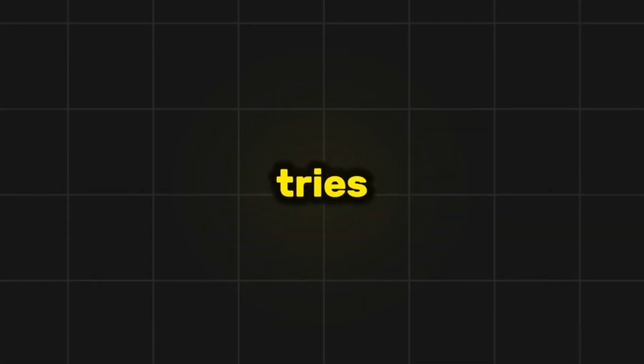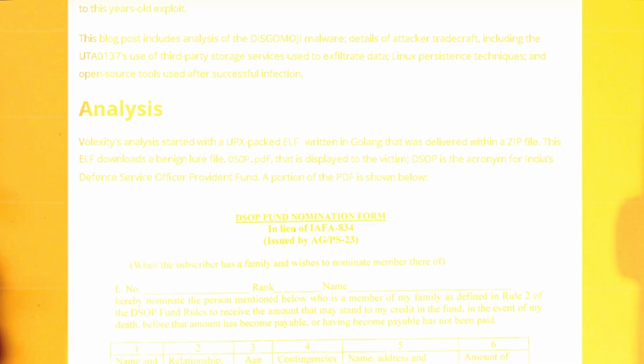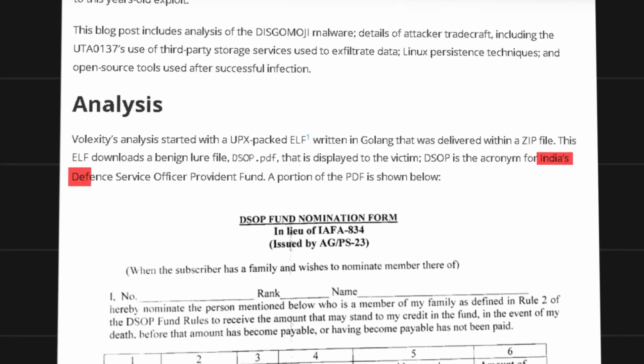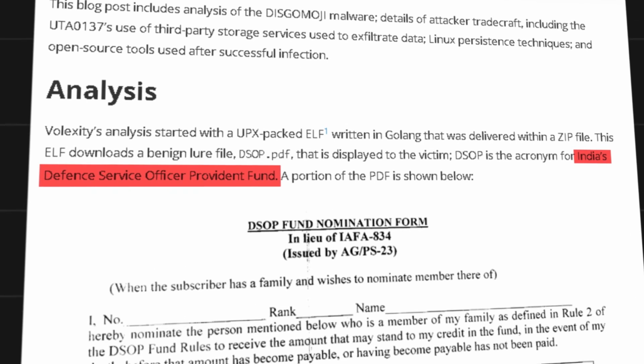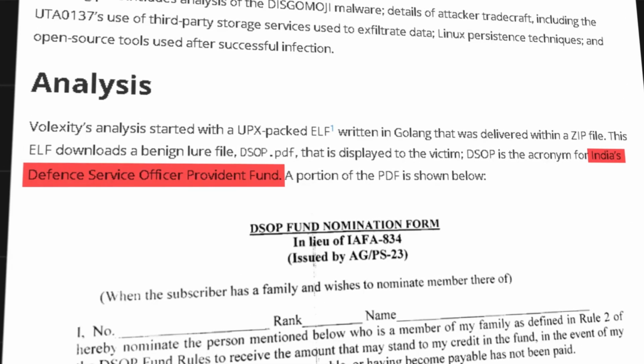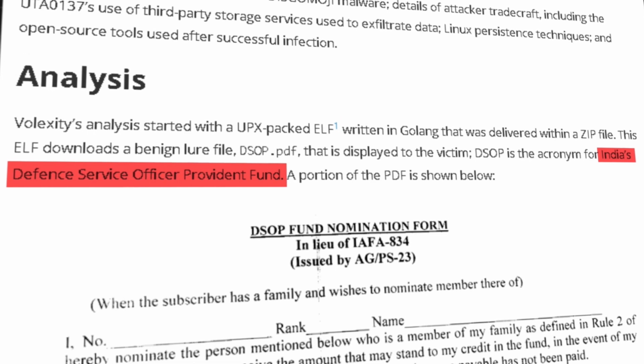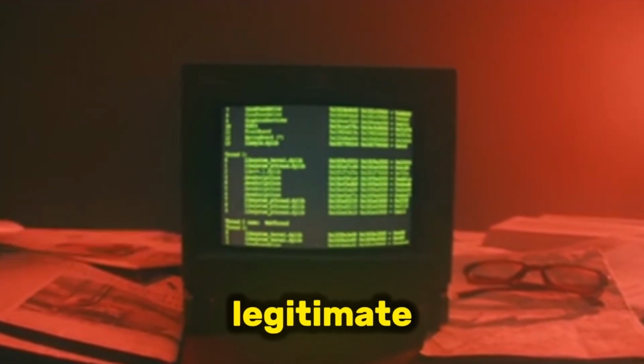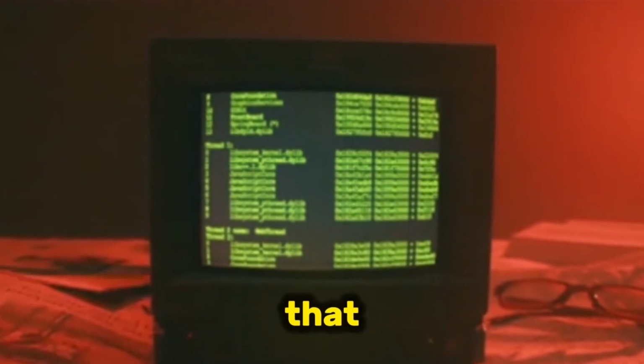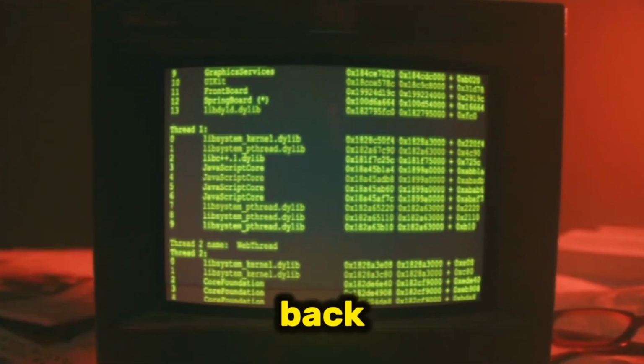Instead, it tries to cover its tracks by displaying a decoy document to the victim. In one observed case, this document was a beneficiary form from India's Defence Service Officer Provident Fund. This is a clever tactic designed to prevent the victim from becoming suspicious. They open an attachment and see a legitimate document, never realizing that malware is being installed in the background.